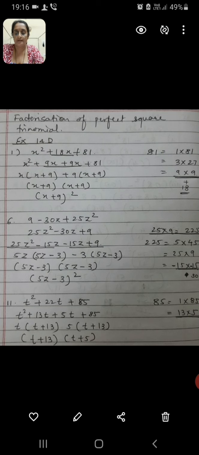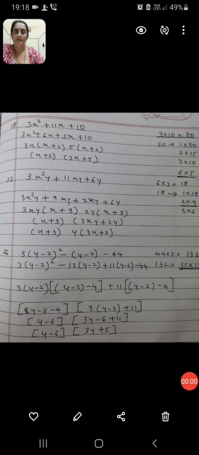So we got the same bracket, 5z minus 3. Take it as the first factor. The remaining terms, that is 5z minus 3, we'll put in the second bracket. So we got two brackets of 5z minus 3, that is repeated. So (5z minus 3) square is the answer.